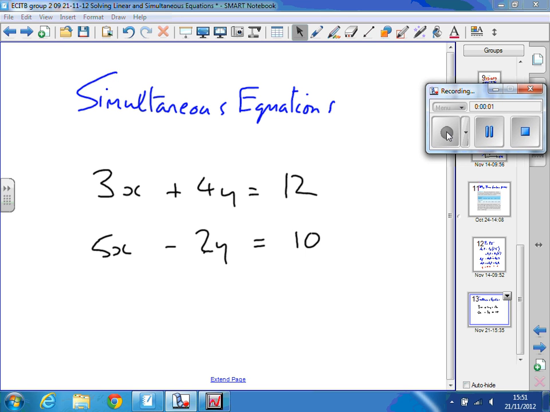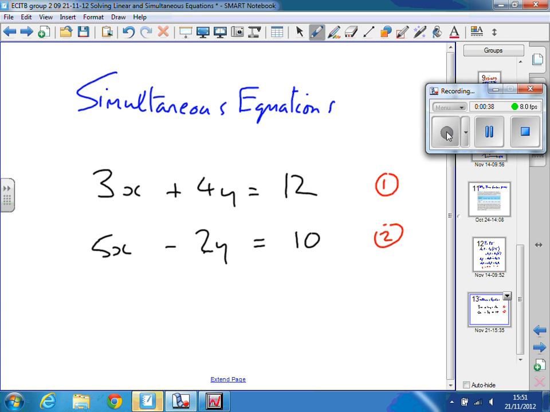Simultaneous equations. Here are two simultaneous equations. If we look at just this first equation, equation number 1, it's got two unknowns in it. If that was all I had, 3x plus 4y equals 12, I couldn't solve it because I'd need to know one of them, y say, to be able to find x, and vice versa. However, it's true that if I have another equation involving x and y, assuming that they are the same values of x and y in both equations, then in theory I can solve it.